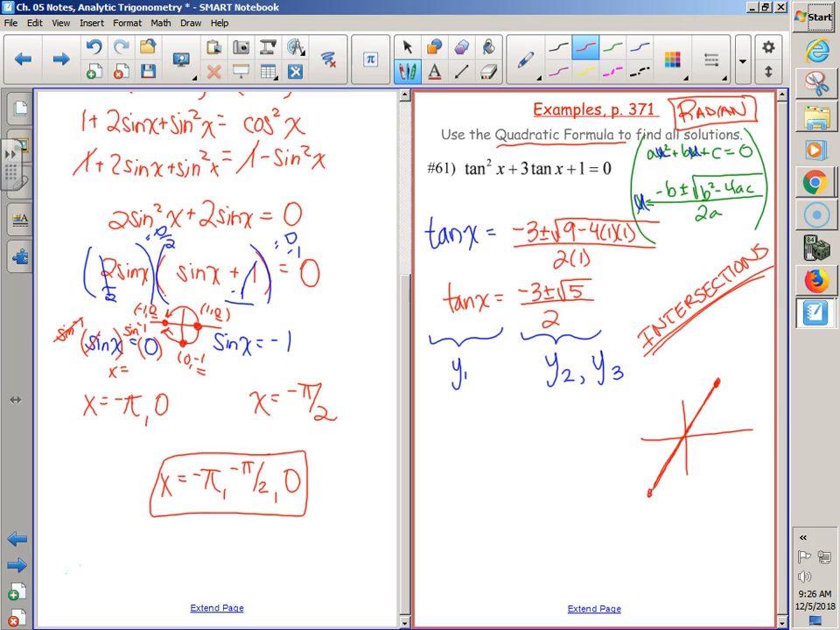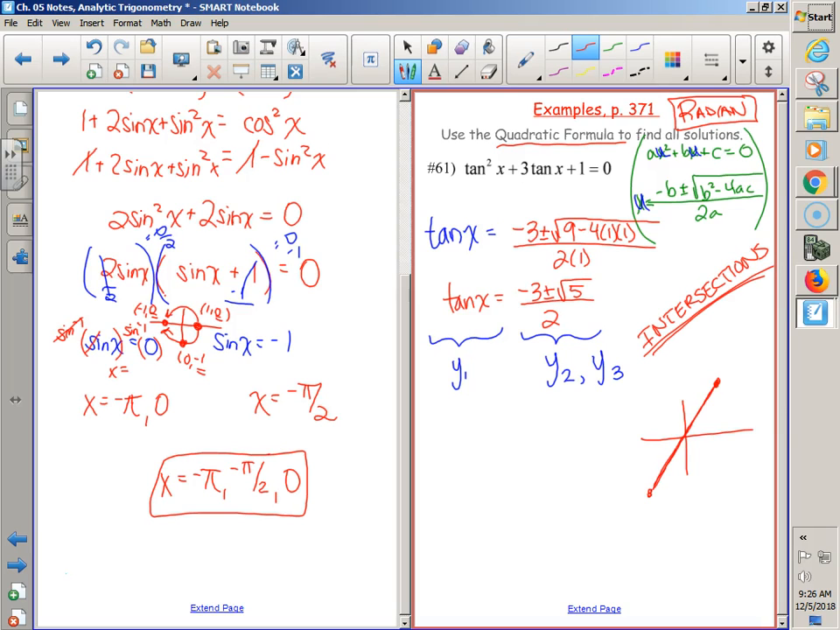Technically, what you could do for these is find one intersection with y2 and then add pi n, because pi n will get you quadrants where this could possibly be true. And then find one intersection with y3 and do the exact same thing, plus pi n. So who did find an intersection with y2, negative 3 plus root 5 over 2? Kyle, what'd you get? Still checking it out. Okay, can I get someone else on finding an intersection with tangent and negative 3 minus root 5 over 2?